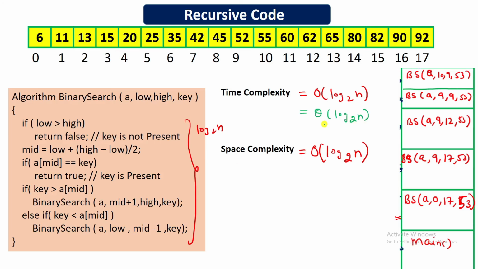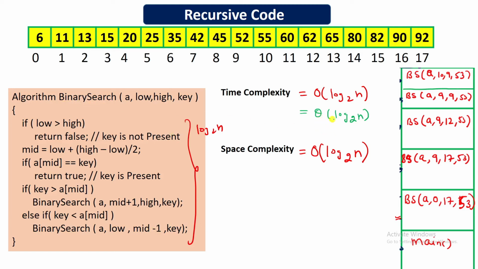Now before ending this video, there are some important points. We can also write the time complexity as theta of log n, because the exact number of log n calls are made while we are executing this binary search.